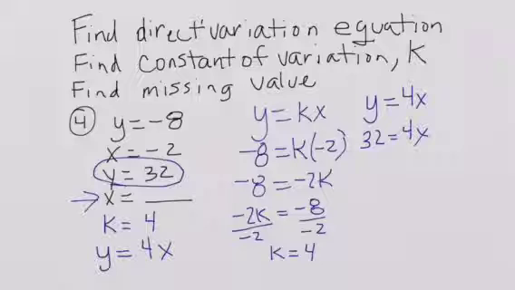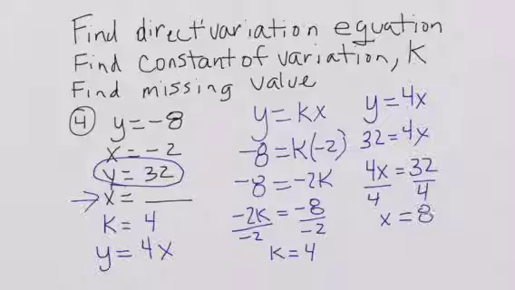Is the variable on the left? It's not. So we're going to do symmetrical. 4x is equal to 32. What math operation is it? Multiplication. How do I solve it? Division. Divide both sides by 4. And x is equal to 8 when y is 32. So notice here that our ordered pair is -2, 8. Make that a -8. And our ordered pair here is 8, 32.